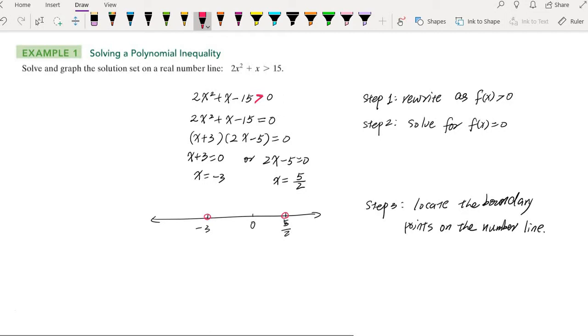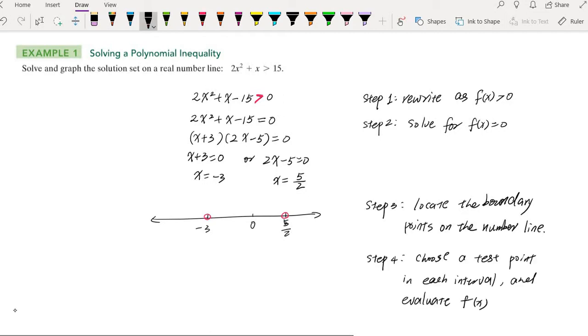Step 4, we're going to choose a testing point in each interval. So this is each interval. I'm going to cut this into 3 pieces. Here we're just going to use negative 4. Obviously I'm not super accurate. Let's write all the testing points above the number line, just to distinguish them. I'm going to write negative 4 and test this. I'm going to start here.